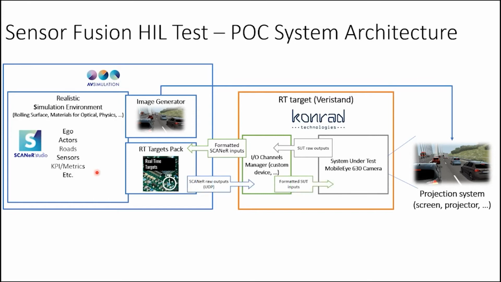You can also, if you need, and that's why we have a closed loop simulation, send back information depending on the information you would like to display inside of the camera. You can send back information to the camera in order to take it into account. So that's a bidirectional communication based on a generic custom device that we made together between AVSimulation and Konrad Technologies, based on the AVSimulation real-time targets pack.